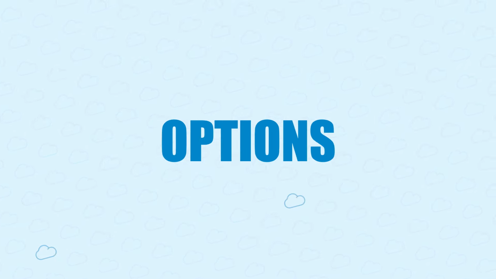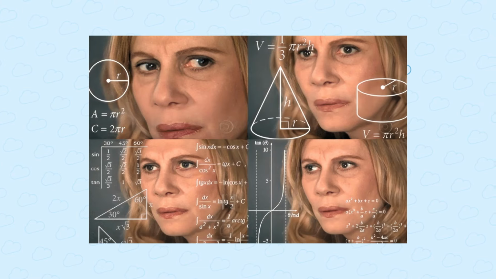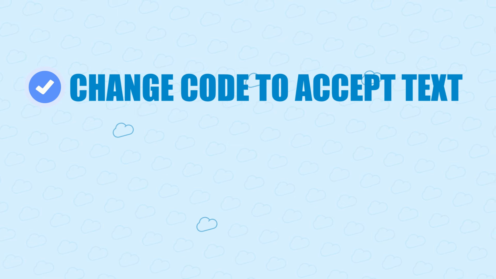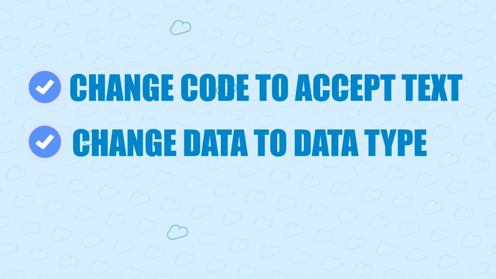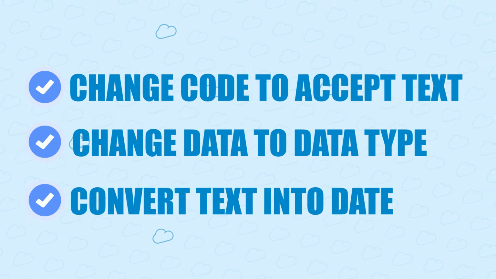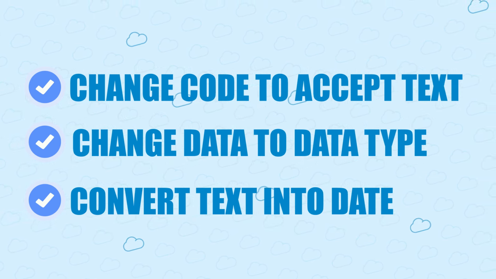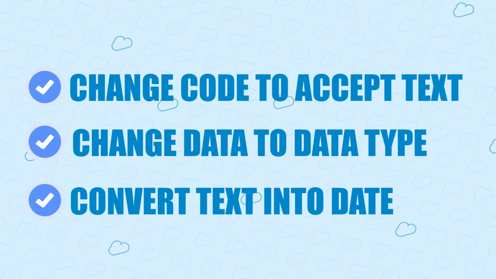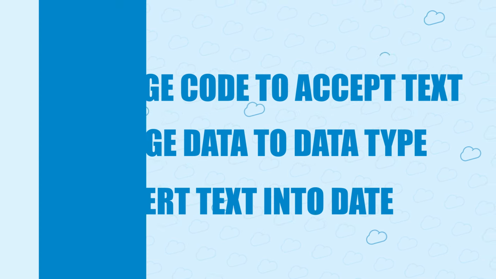You have a few options. You can either make the hole itself round, make the peg square, or use some kind of round to square adapter to make the peg fit into the hole. Get what I'm saying here? You can either change the Visualforce code to accept text, change the data in Salesforce to a date type, or convert the text from Salesforce into a date ad hoc so Visualforce can use it. All options are equally valid, and you may have to use different ones depending on the situation and your company's needs. I'll be going over all three of those options today.